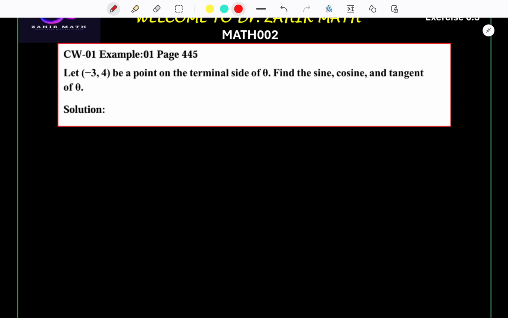Right. Let minus 3 comma 4 be a point on the terminal side of theta. Forget about all these words. Just highlight the point minus 3 comma 4. What are the things you need to find? Sine, cosine, tangent of theta. So only 3 questions they are asking. Whenever the point is given, you call this x and this y. So what is your x comma y? Minus 3 comma 4. When minus 3 comma 4 is given, immediately you need to find r.